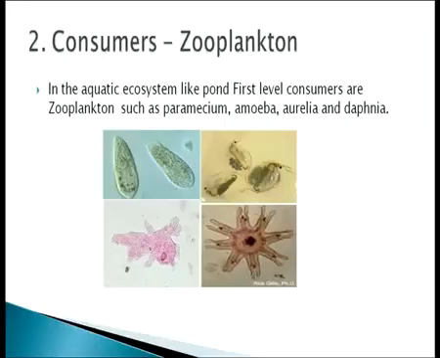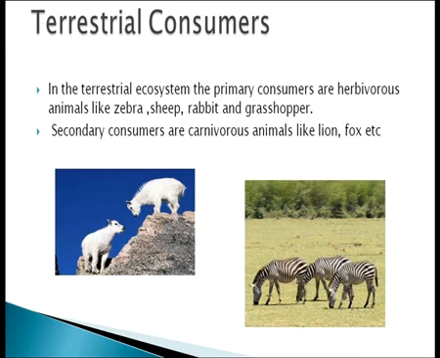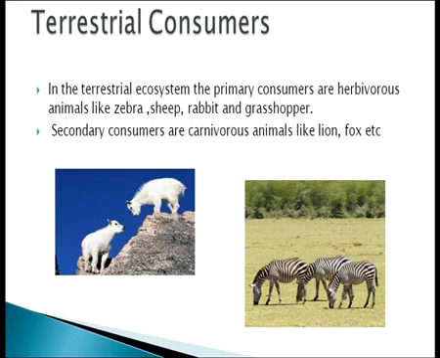In an aquatic ecosystem, the main consumers are zooplanktons depending on the herbivores. These are like paramecium, amoeba, aurelia and daphnia, etc. Now, on the terrestrial ecosystem, the primary consumers are the herbivorous animals such as zebra, sheep, rabbit and grasshoppers. The secondary consumers which depend upon these primary consumers are the carnivorous animals such as lion, fox, etc.